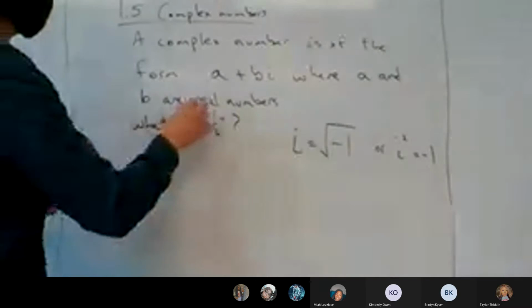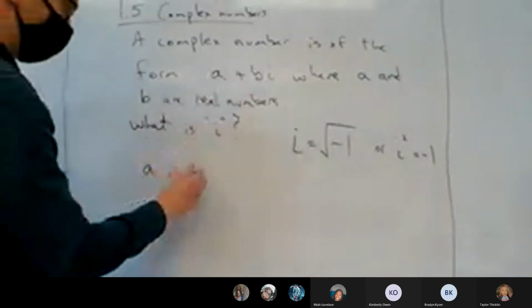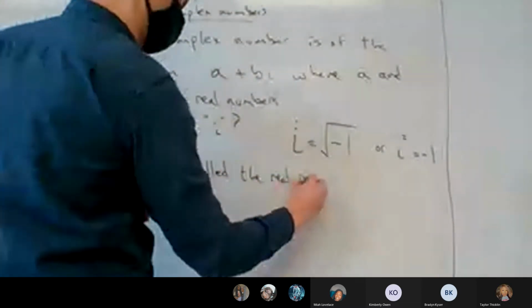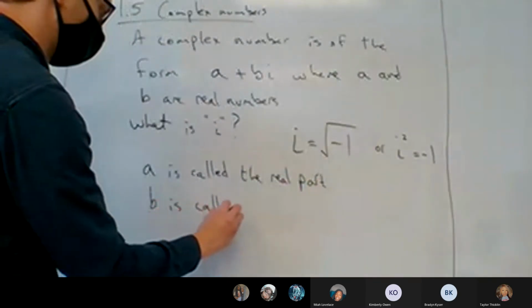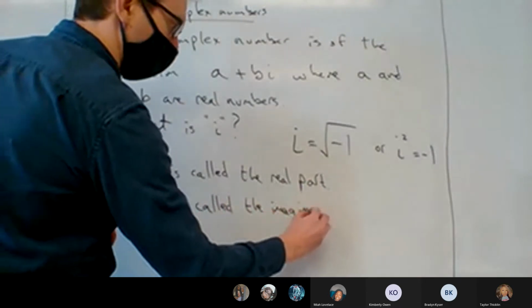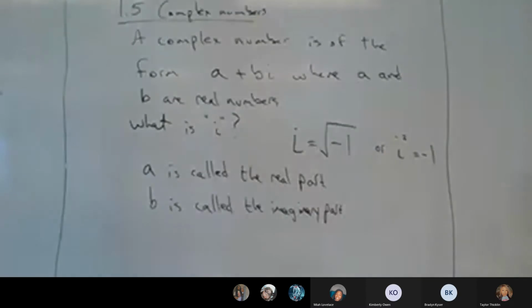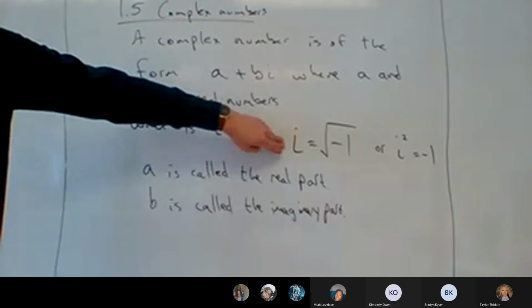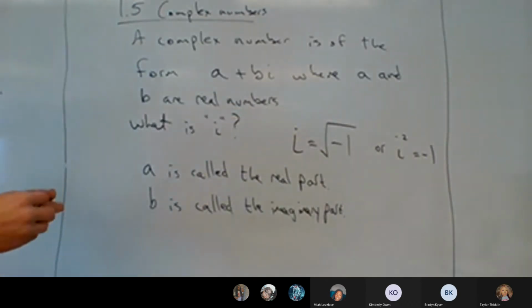Before we get there, though, let's just talk more about the form here. In the form, a is called the real part. b is called the imaginary part. The part attached to i is called the imaginary part, not including i, just the number attached to i. And i, by the way, did I say what its name is? It's called the imaginary number or imaginary unit.